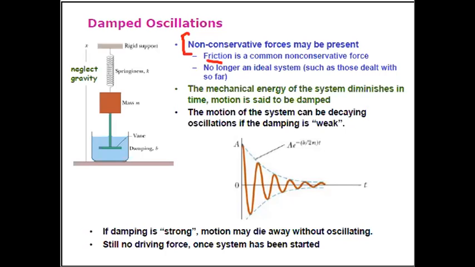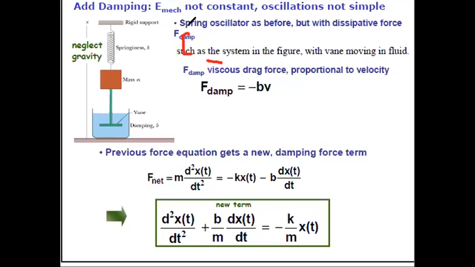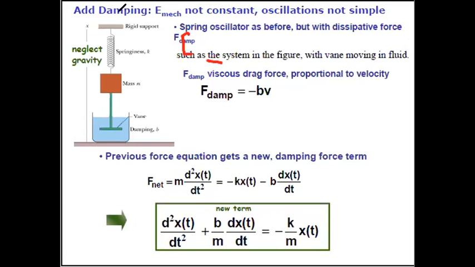Okay. Now let's think about the equations. Normally your force is equal to minus kx, for SHM. But now I'm having a damping force. We know that this damping force is not a constant. It varies with velocity.